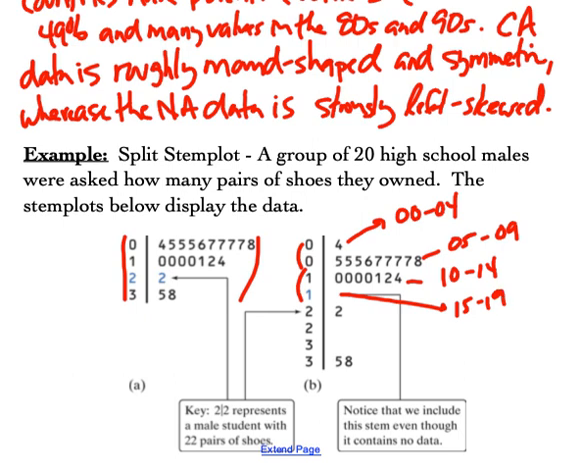We just call that a split stem plot. And the idea of that is to simply give it a little bit more definition. When we pull it apart like this, we can actually see that there are some gaps in here, and those are kind of hidden over here. We don't really see that as much.